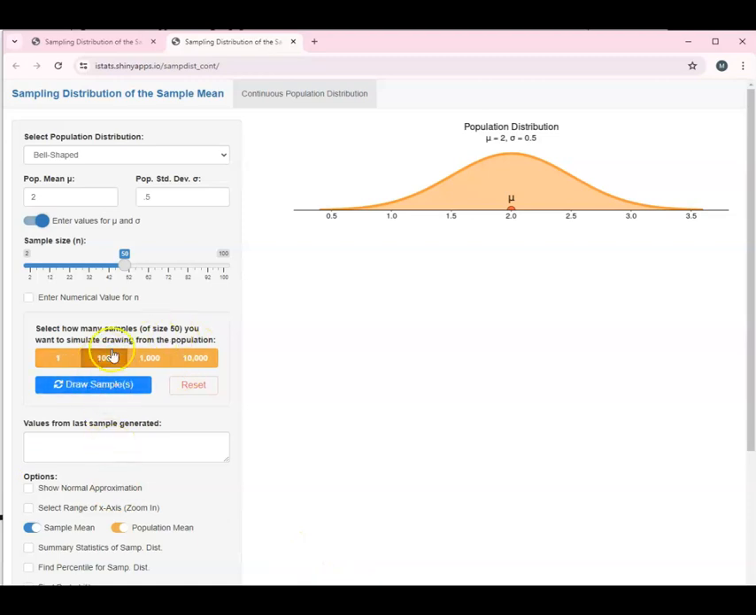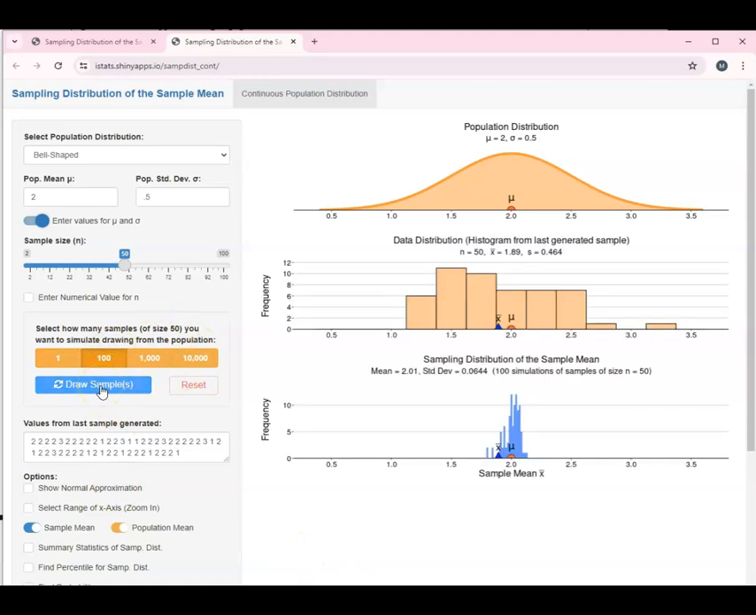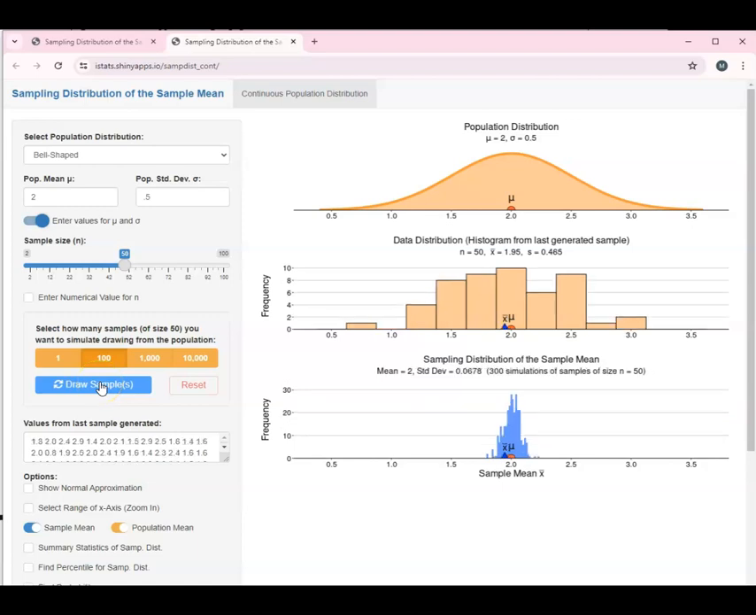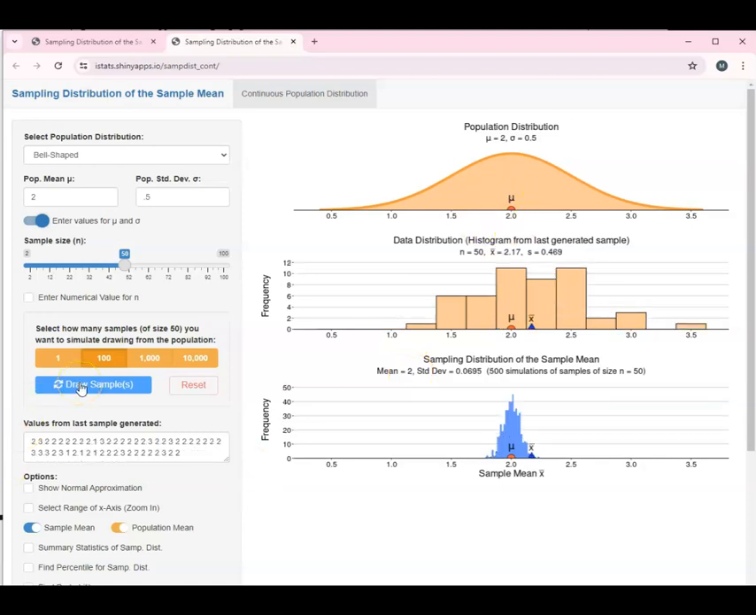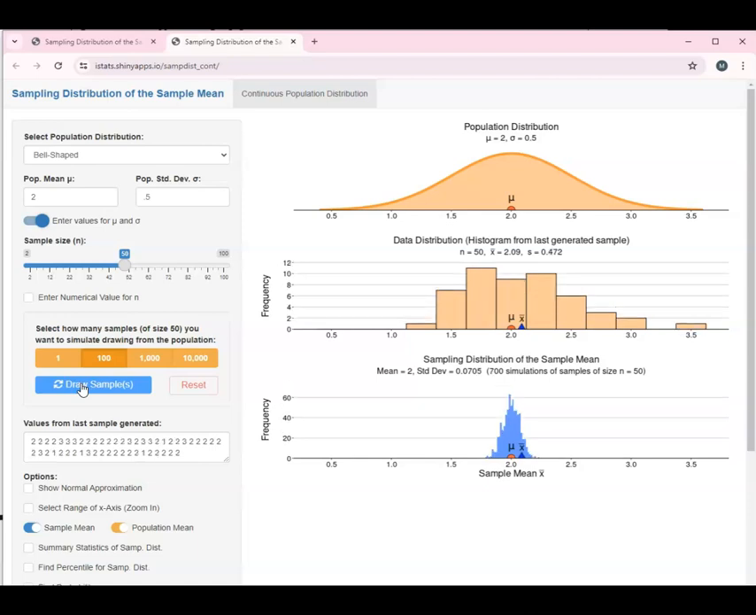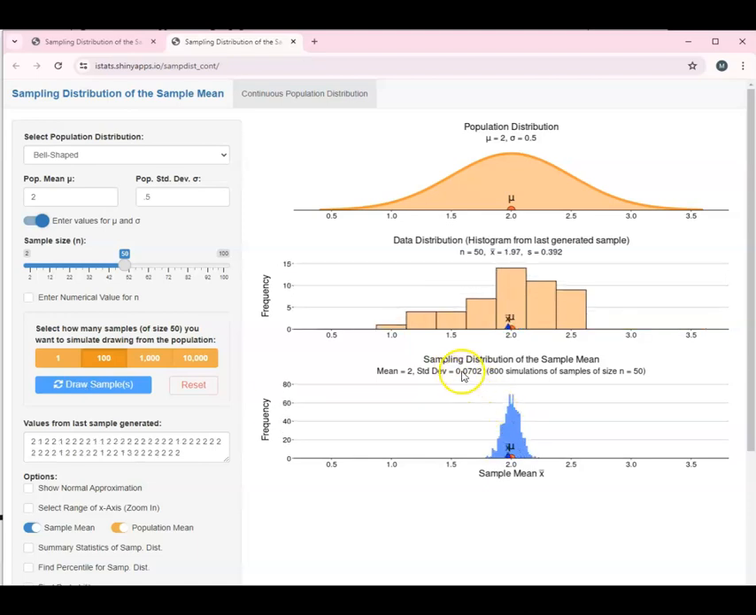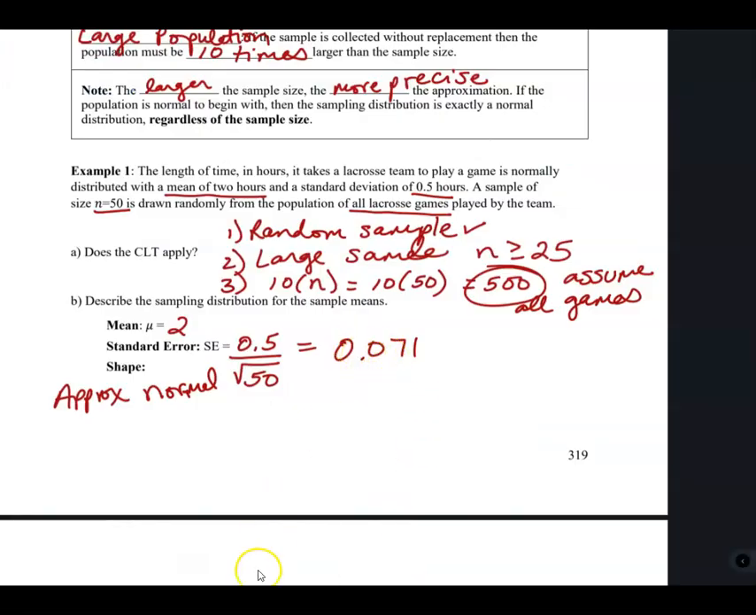I'm going to start drawing samples, and I'm just going to draw them 100 at a time. What I want you to observe is that the bottom is my distribution. What's in blue is the sampling distribution. Do you see that it is approximately normal? It's got a mean of 2, exactly the same as the population mean, and that may shuffle just a little bit here. But the standard deviation is 0.07. And hey, that's very close to what I said it should be. I said it should be 0.071. And there it is. It's pretty close.